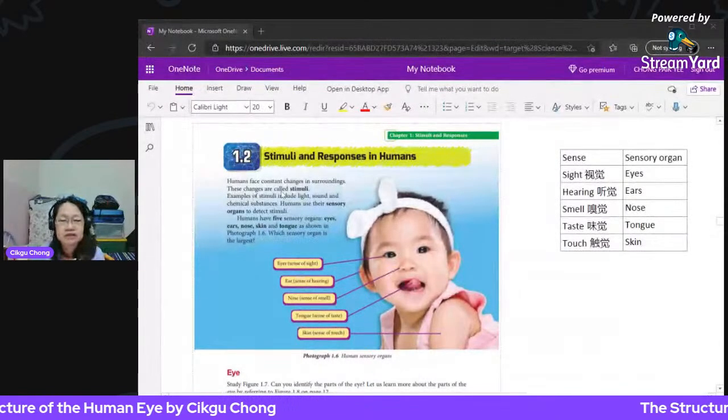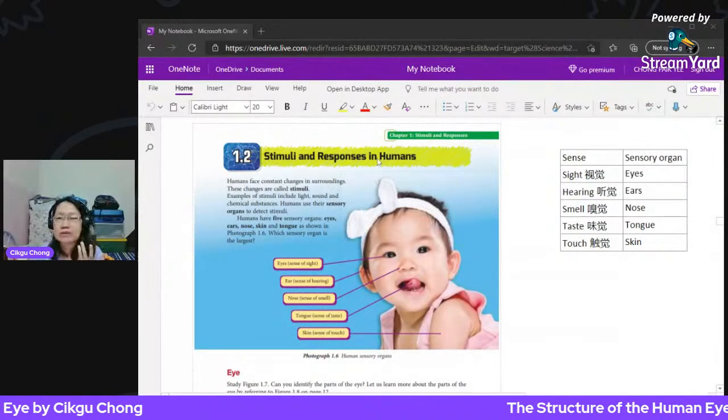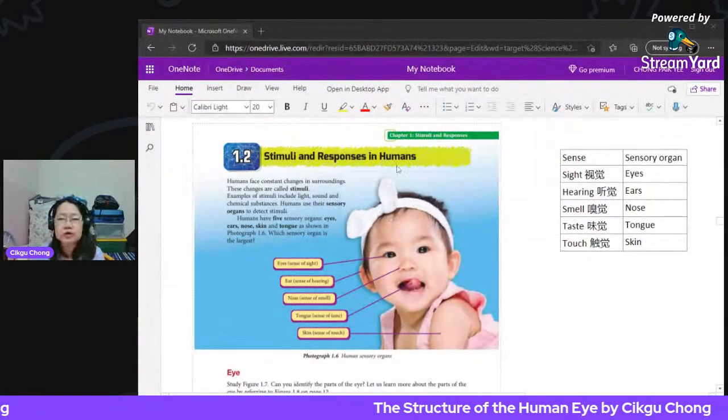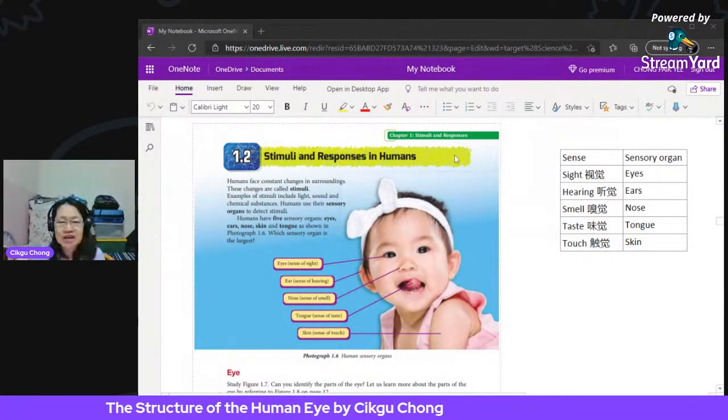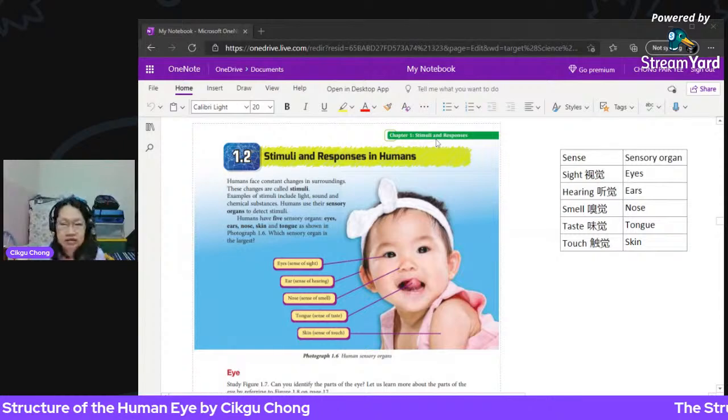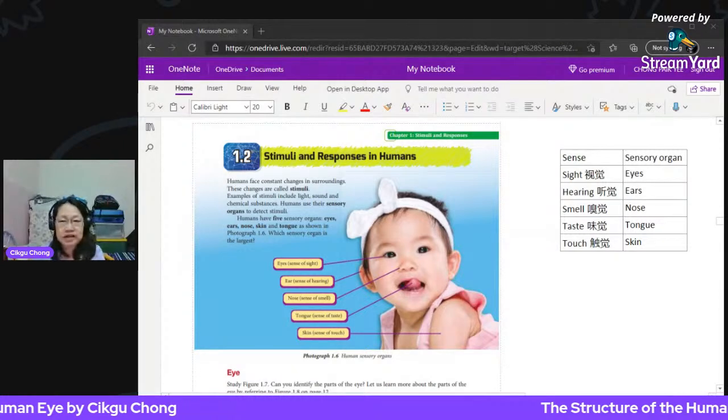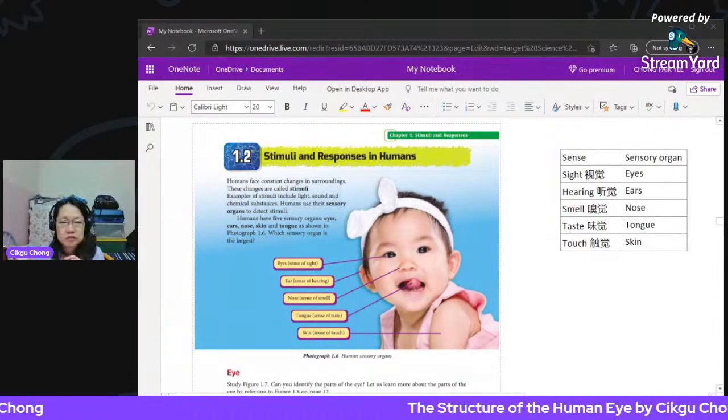Now, if you already typed in your name and everything, you can use this chat box to ask your questions. You can't talk to me directly, but I think you can type. Just type something simple if you want to ask a question. Or you can ask me in Telegram later.